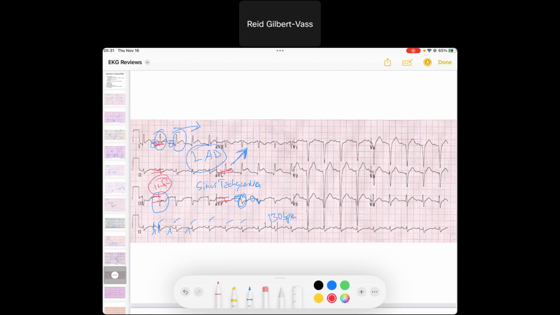And so we've got some ST depression in V1. We've got elevation in some of the lateral leads and depression in the inferior leads. And so this will be concerning for likely a lateral ST elevation myocardial infarction, and these are probably some reciprocal ST depressions in the inferior leads that we're seeing.